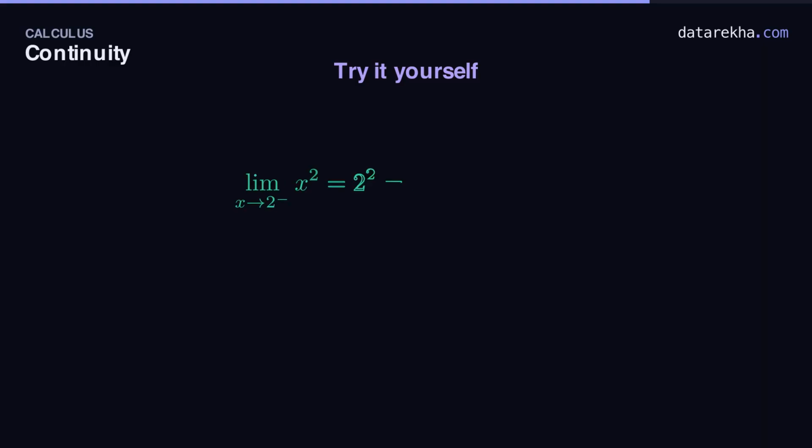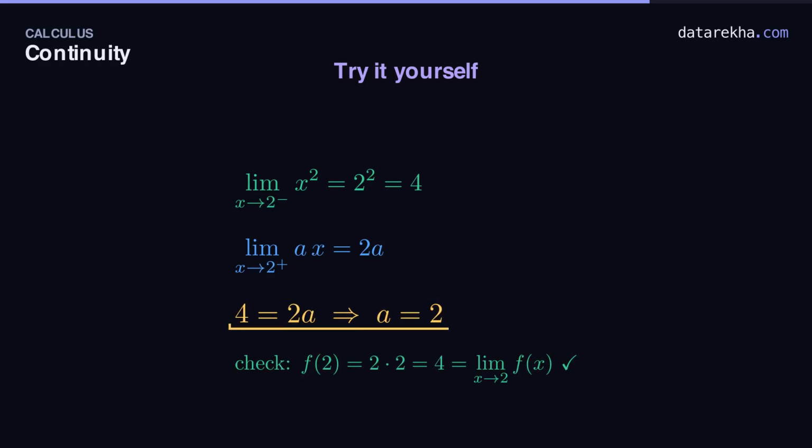Here's the walkthrough. From the left, x squared approaches 2 squared, which is 4. From the right, ax approaches 2a. Set them equal for the limit to exist. 4 equals 2a, so a equals 2, and the check confirms it. f of 2 is 2 times 2, which is 4, matching the limit. Continuous. If you found a equals 2, you've mastered the core move.